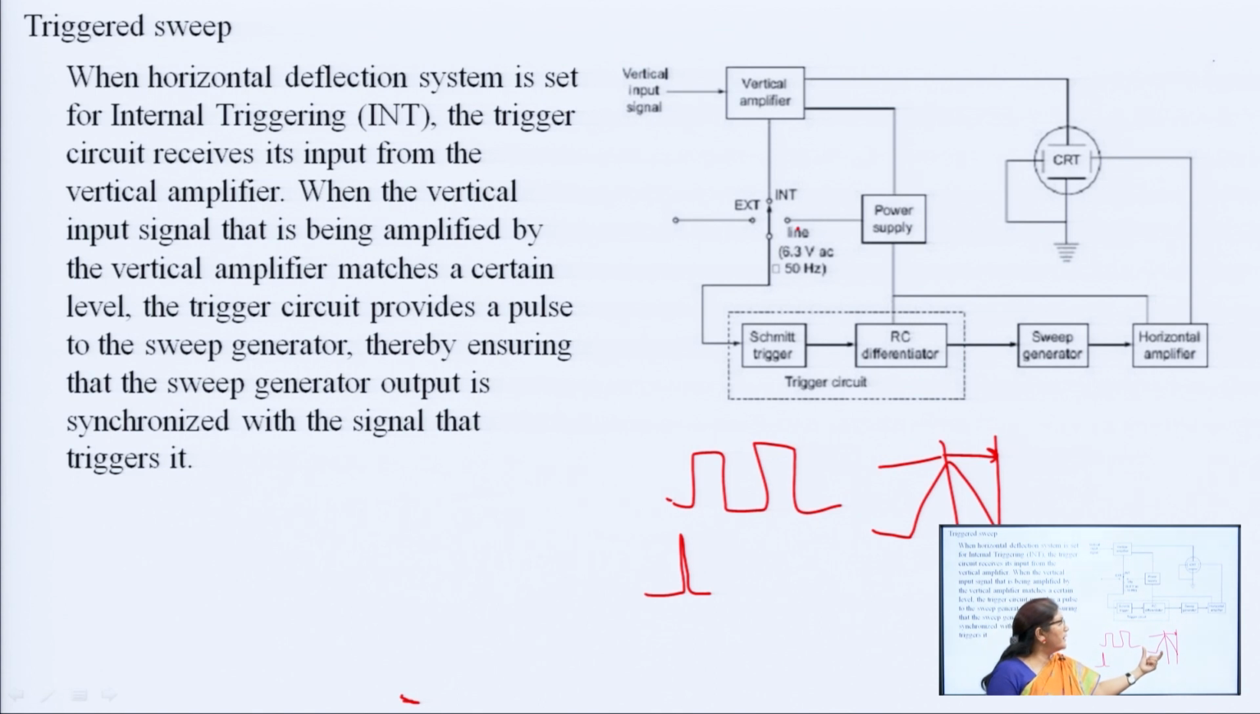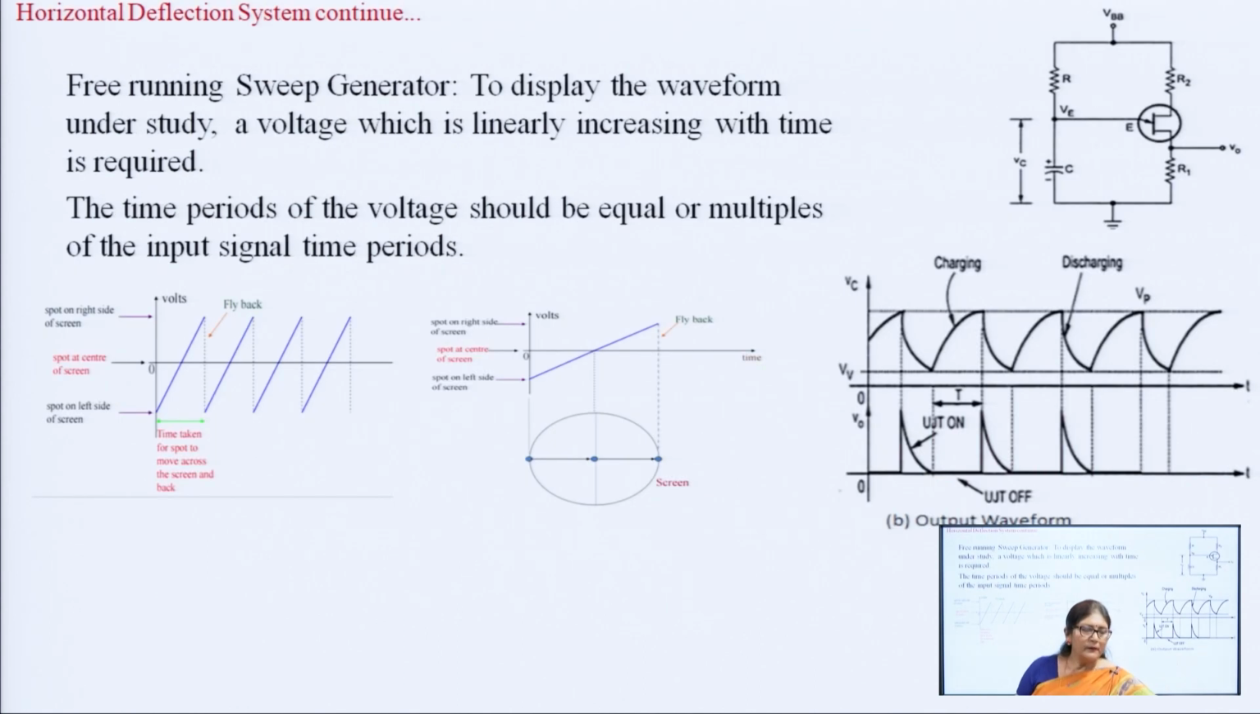So, during trace period the input signal is traced on the CRT screen, and during this flyback period the electron beam will move from extreme right to left position. Then it is amplified by the horizontal amplifier and fed to the CRT.